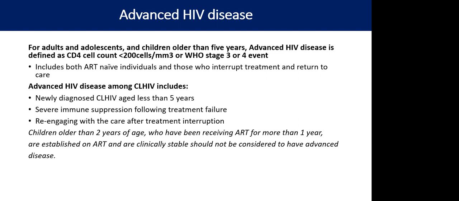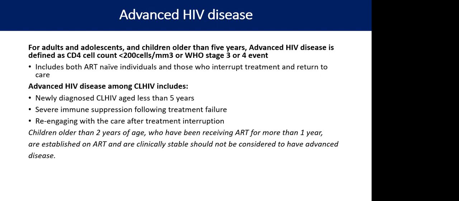Severe immunosuppression following treatment failure in children, and re-engaging with care after treatment interruption, whether symptomatic or not. So re-engagement with the care after treatment interruption. These are the 3 conditions in children below 5 we need to consider. So all children below 5, regardless of their clinical stage, CD4, etc. Severe immunosuppression following failure in children.